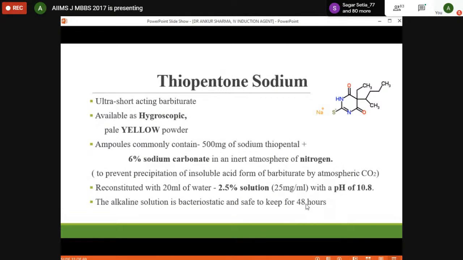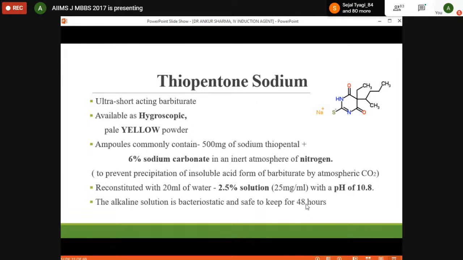It is an ultra short-acting barbiturate. It is available as a hygroscopic, pale yellow powder. Ampoules commonly contain 500 mg of sodium thiopentone plus 6% sodium carbonate in an inert atmosphere of nitrogen to prevent precipitation of the insoluble acid form of barbiturate by atmospheric CO2.